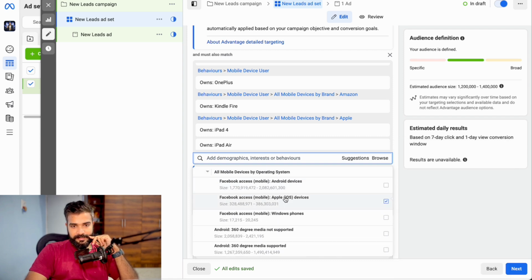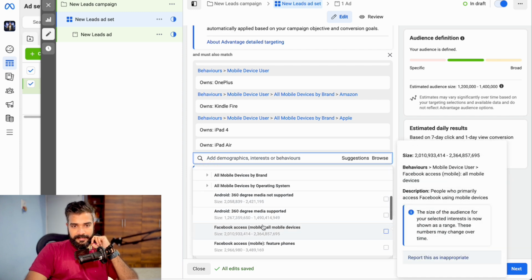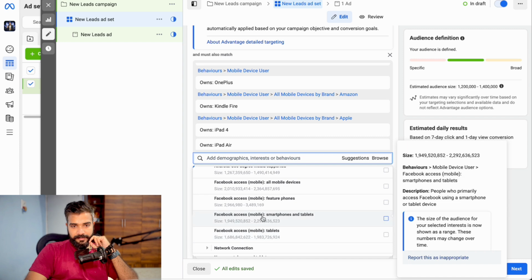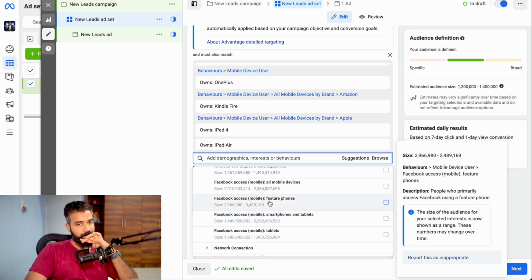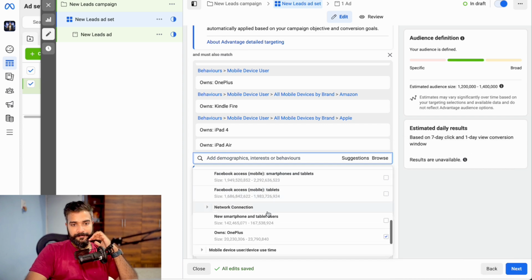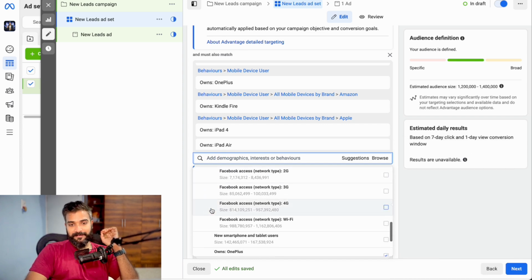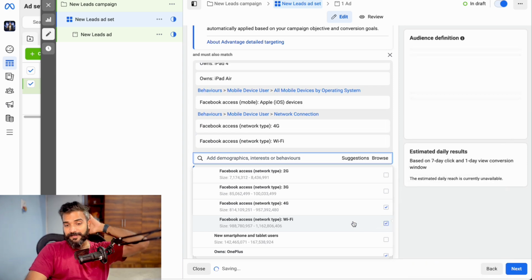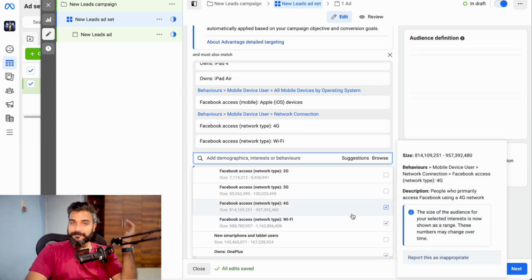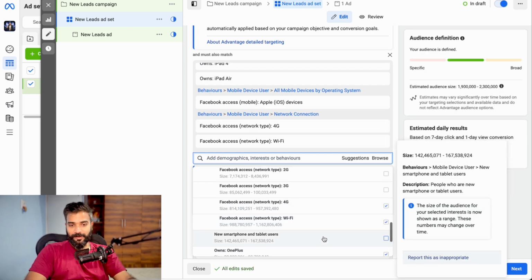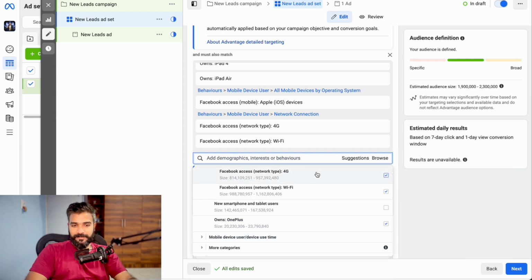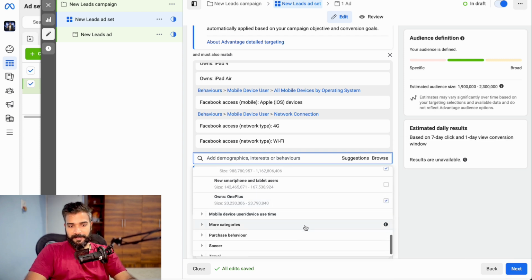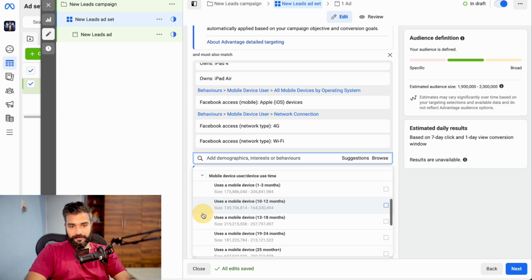We don't want, again, this is something that we have already added, iOS devices. Then let's go, if we got smartphones, tablets, all feature phones. I don't know what's the feature phone though, but yeah. Network connection, this is awesome. Again, we want 4G and we want people with Wi-Fi. Who uses Wi-Fi? People who are working like me, who are online workers. 4G also, it's pretty good. Owns OnePlus, this is another. Let's go, mobile uses.